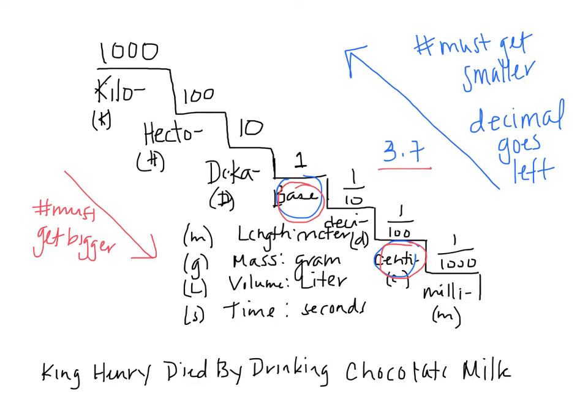Alright? And if you think about your decimals again, which direction made it bigger? Alright? Moving the decimal to the right. So if you're going down the staircase, your decimal goes right.